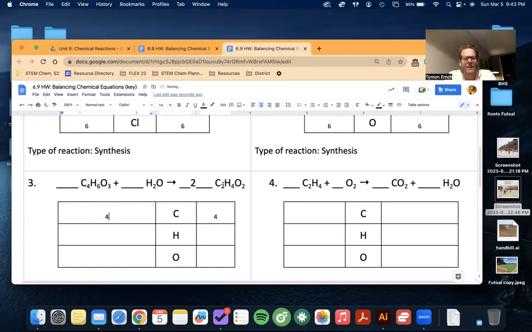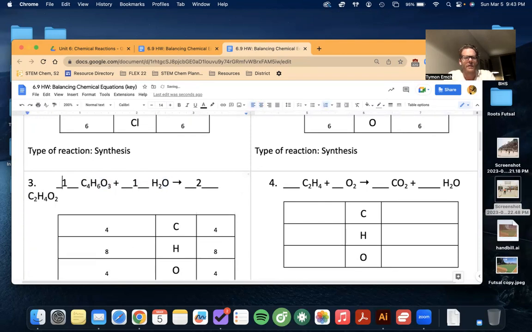Now let's see how many hydrogens I have. I have 8 hydrogens on this side already because 2 times 4. And over here, I have 6 plus this 2. Perfect, I have 8 on this side already. Now let's look at my oxygens. I have 2 times 2 is 4 on this side. On this side, I have 3 from this one and just 1 from this one, so it also has 4. So I just put a 1 and a 1 here. Bam.